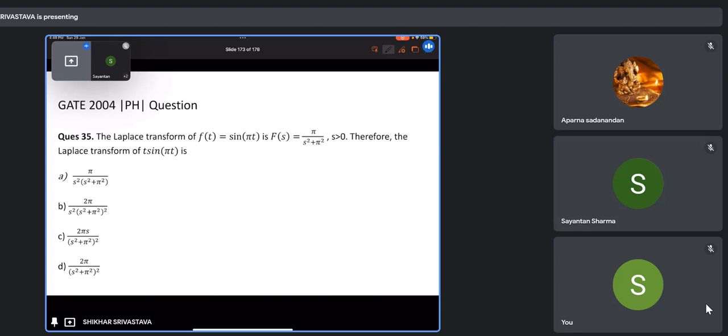Now this is another question which again uses some property. They have given the function f of t as sine of pi t, and the Fourier transform of this function is pi upon s square plus pi square. And what is the Fourier transform of the function which is multiplied with t?